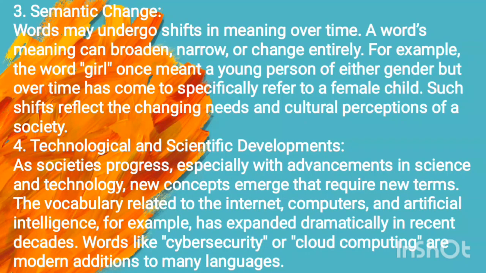Next one is narrowing, that is specialization. A word's meaning becomes more specific. For example, meat in Old English meant any kind of food. Now it means animal flesh. Next one, meaning shift. That one is total change. A word's meaning completely changes. For example, girl used to mean a young person of any gender. Now it means a female.